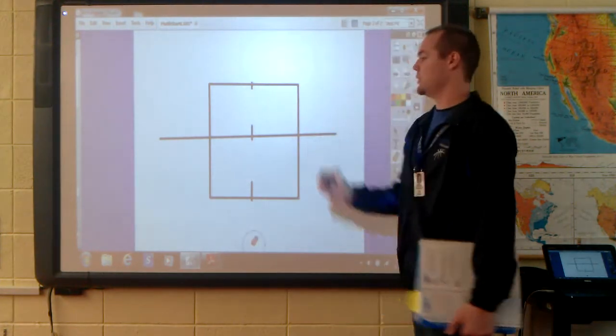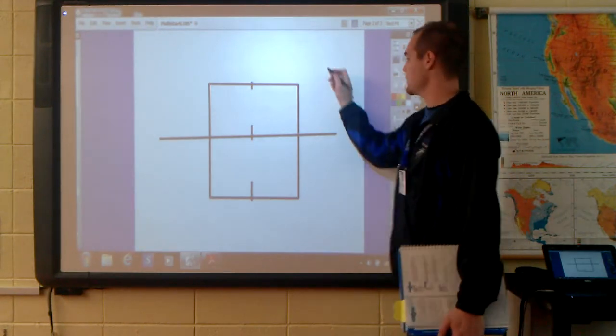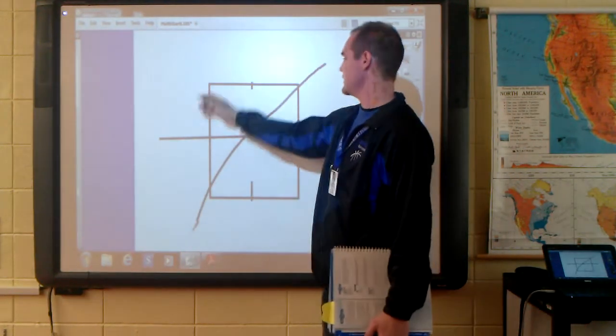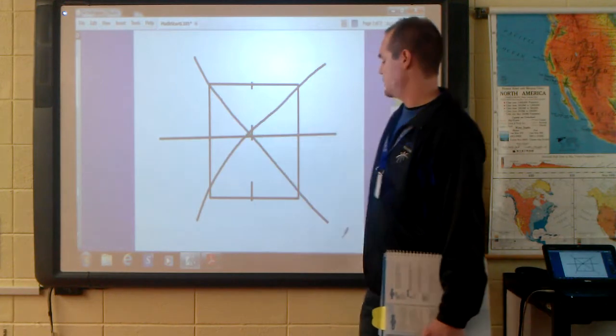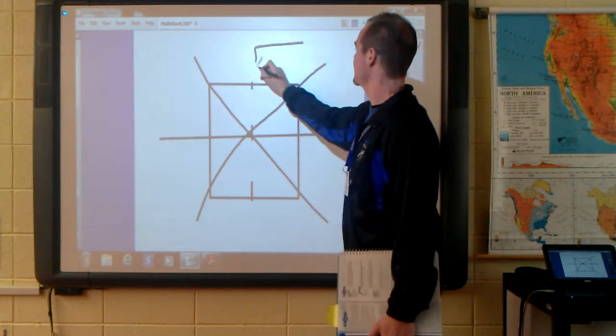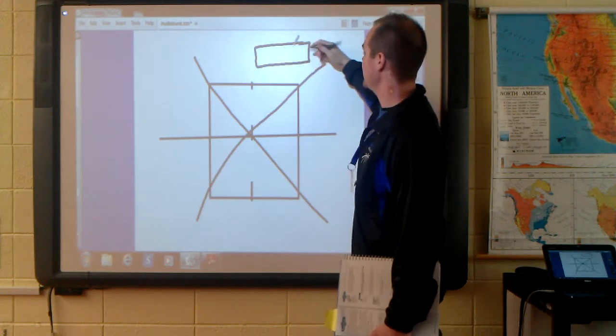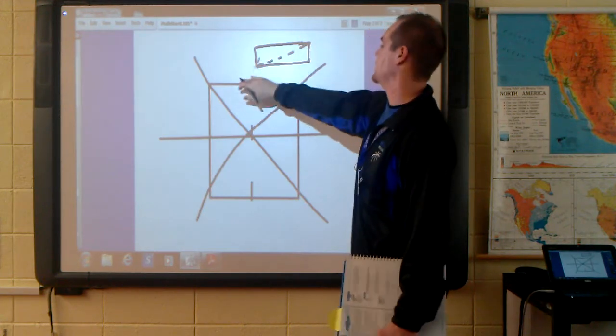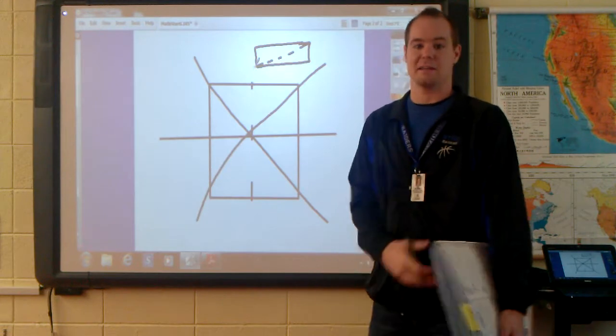Another one could be a horizontal one. With squares, you could actually do these diagonal ones as well. But those wouldn't work with rectangles, because if you folded this along this line, it wouldn't line up exactly correct.